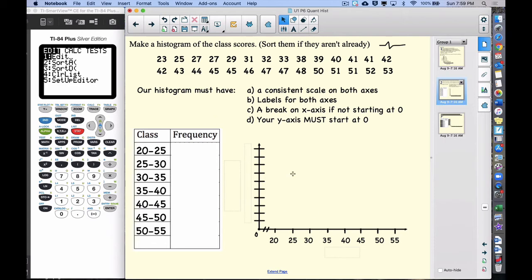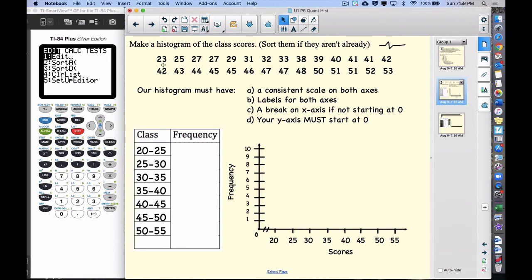I need to label. In this case, these were class scores on a quiz, so I'm going to put scores down there. I'm not really going to put my Y. Well, I guess I could look at the total number of data points. There were 28 data points in this set, so it probably makes some sense to count by ones. And then this is going to be frequency because I'm not converting these to percent.